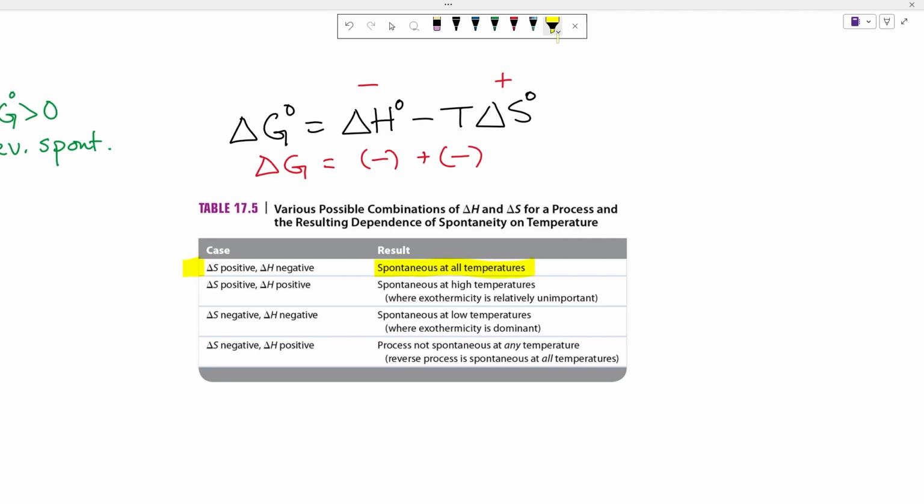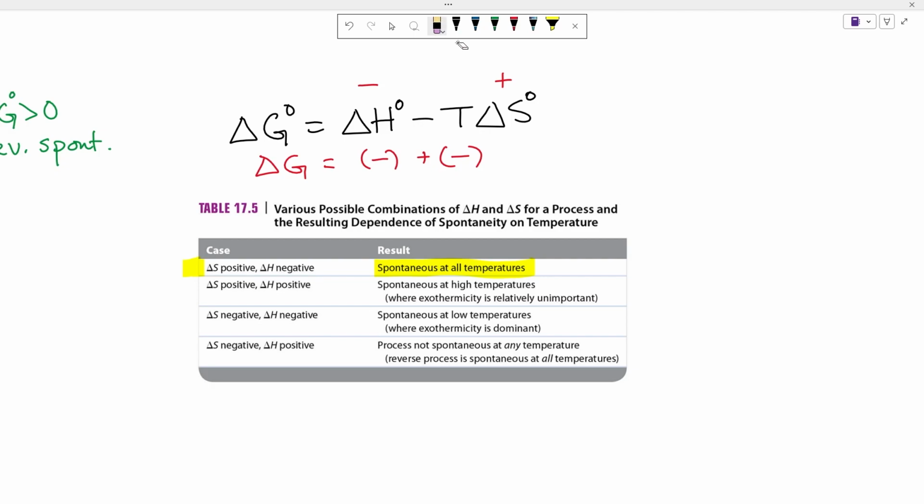So another way to think about it is delta H is negative, and that means delta S of the surroundings is positive, and delta S system is positive. So both the surroundings and system delta S is positive, meaning it's always spontaneous. Let's look at the next one.